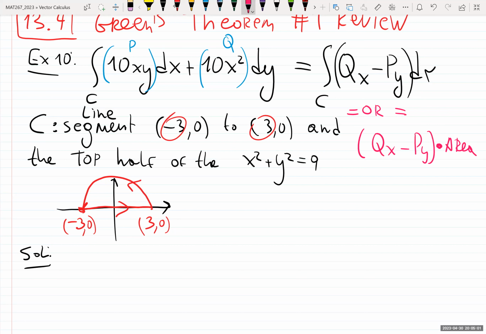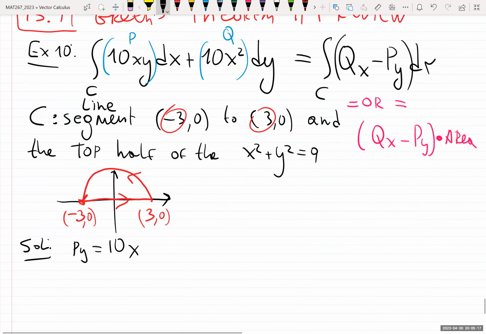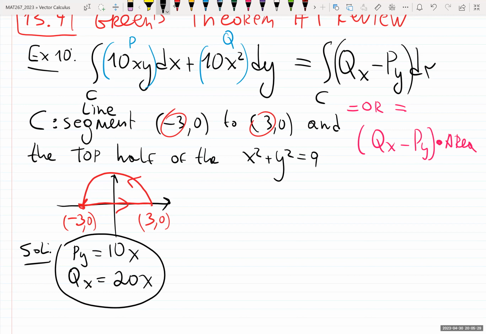Is it correct? Let me just do that. So, finding partial derivatives quickly, let me do at least one piece. The partial derivative of P with respect to y is 10x. Look at P and differentiate with respect to y. Q with respect to x is 20x. Done, put it in the box.